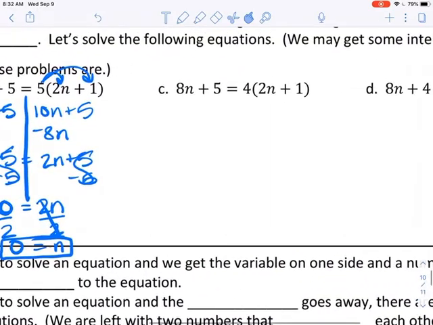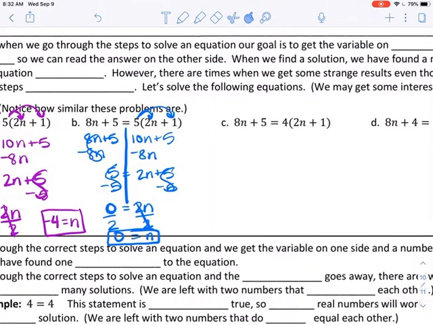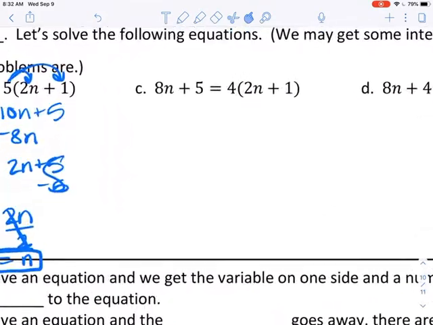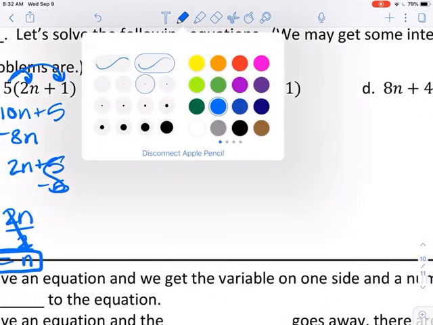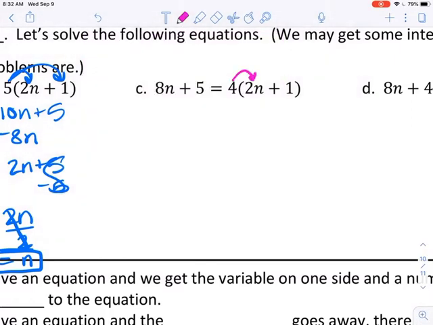Let's go ahead and do C. This one's exactly the same process again, but now our number in front of the parentheses has changed. So I'm going to go ahead and do this quickly for you. Let's do pink just for kicks. Okay. Oh, that's bright.